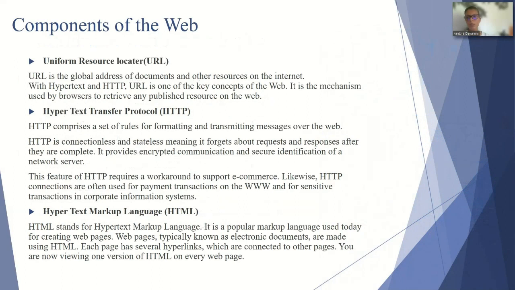Components of the web. Uniform Resource Locator, URL. URL is the global address of documents and other resources on the internet. Along with hypertext and HTTP, URL is one of the key concepts of the web. It is a mechanism used by browsers to retrieve any published resources on the web.